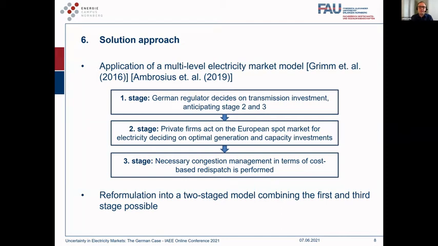And the third and last stage is grid operation. So we're looking at congestion management, which is necessary, and we are using cost-based redispatch in this setting. And we can reformulate this multi-level electricity market model into a two-staged problem. And by this, we can combine the first and the third stage. This is also proven, for example, in the literature sources that I've shown you here, that this is possible and this is the way to solve it.